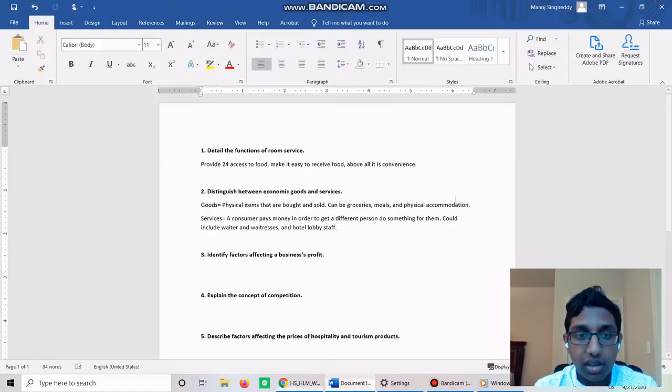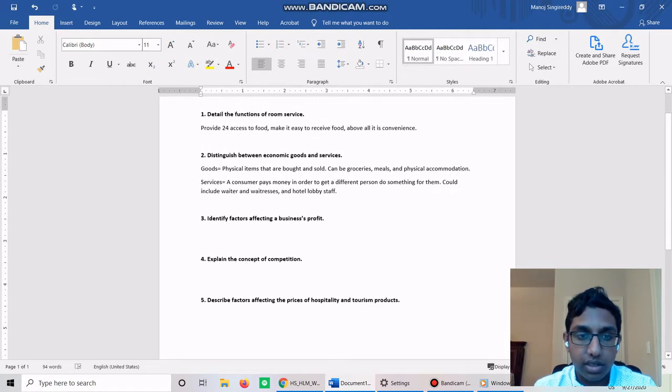So as a start, I gave a little bit of explanation for two of the five performance indicators. The first one was detail the functions of room service. So then you talk about what room service is. Room service provides 24-hour access to food and makes it easy to receive food, but most importantly, above all else, it is about convenience.